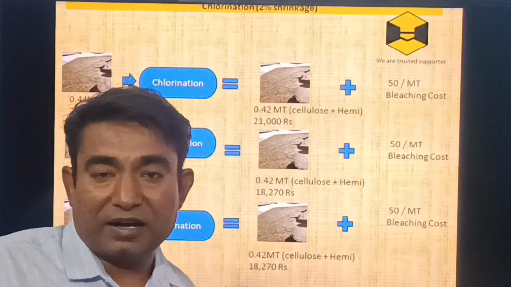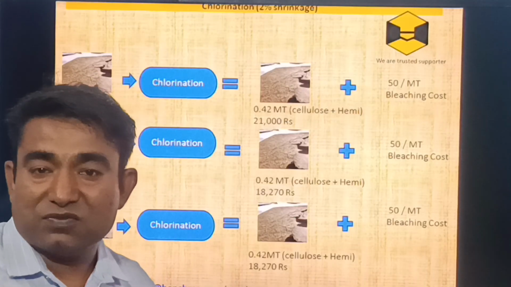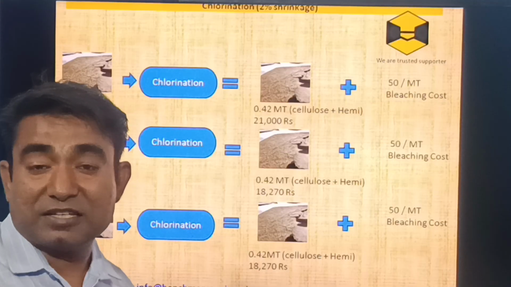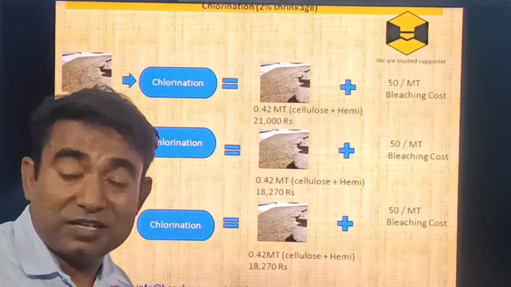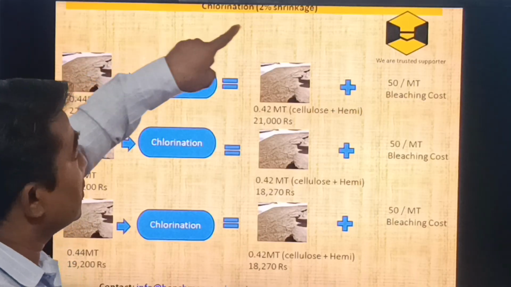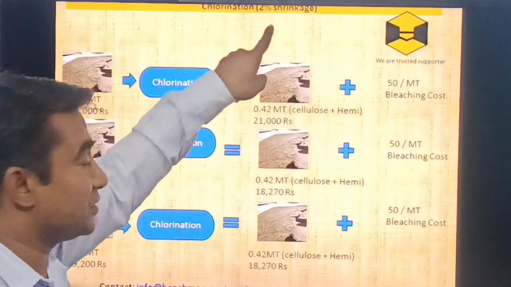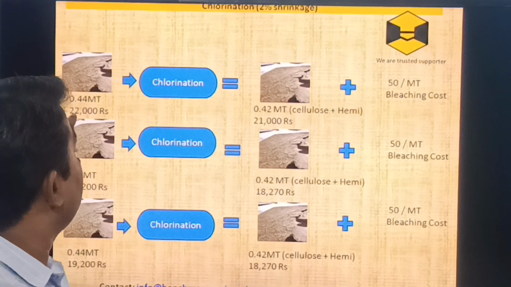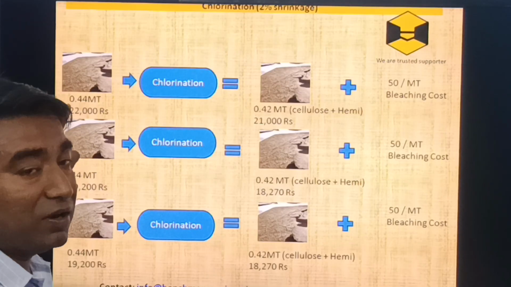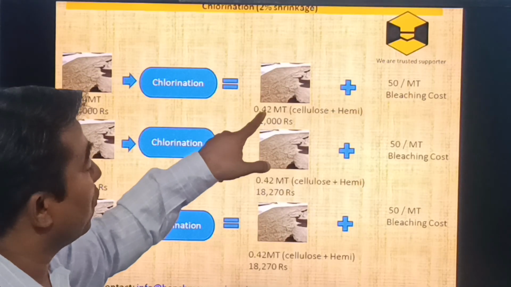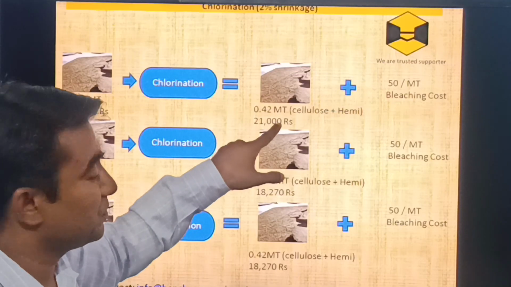Let us come to understand the bleaching stages, which were earlier discussed, and how the stages of the bleaching actually shrink the pulp. So when it comes to chlorination, total shrinkage usually seen is 2%. So if I had pulp of 22,000 rupees from 1 metric ton wood chip, it will shrink to 0.42 metric ton, worth rupees this much.